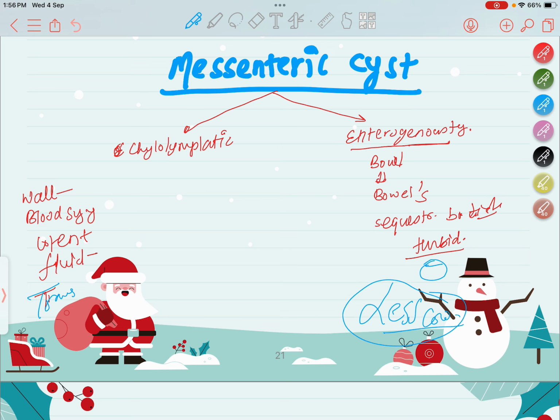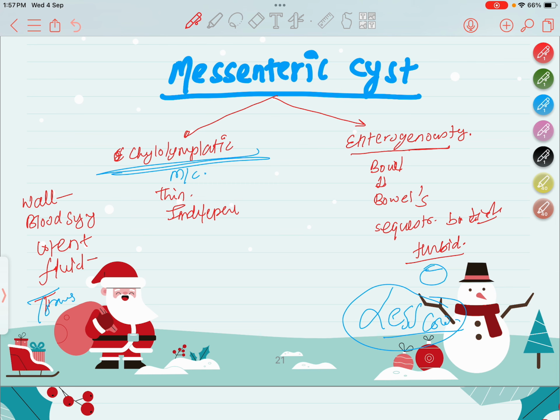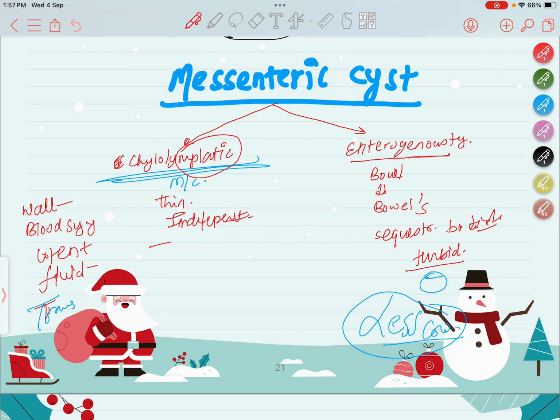The most common type is the chylolymphatic type. For this, the wall is thin. Blood supply is independent; it has its own blood supply. The content is sequestrated lymphatic tissue, and the fluid is clear. That is why it gives a positive transillumination test.